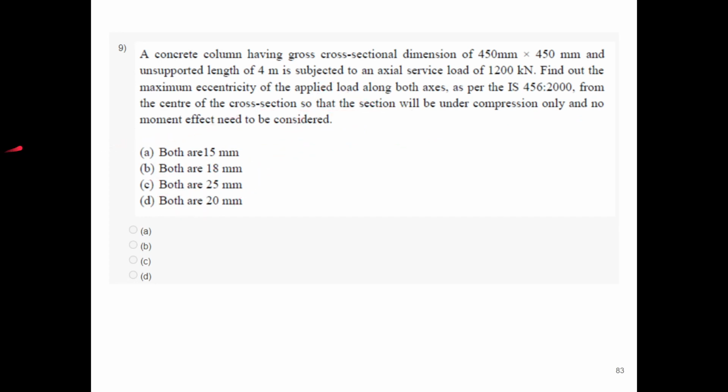So we basically need to find the maximum eccentricity of the applied load so that it should only be compression. That's the column section. There should be no moment effect. So we have to find the maximum eccentricity for this case, for the column having a dimension of 450 by 450 mm and unsupported length of 4 meter, and axial service load of 1200 kilonewton.